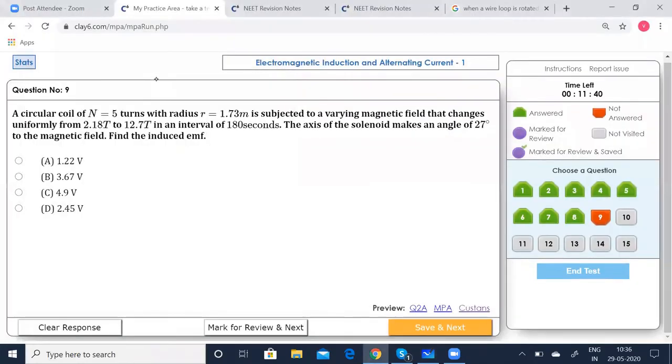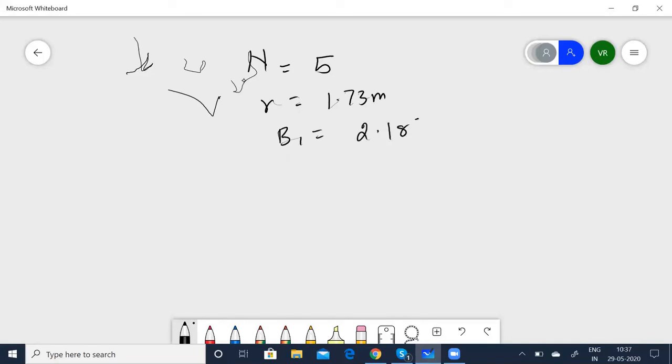So, let us take the values. We all know that N is 5. R is equal to 1.73 meters. B1 is equal to 2.18 Tesla, and B2 is 12.7 Tesla. Theta is equal to 27 degrees.